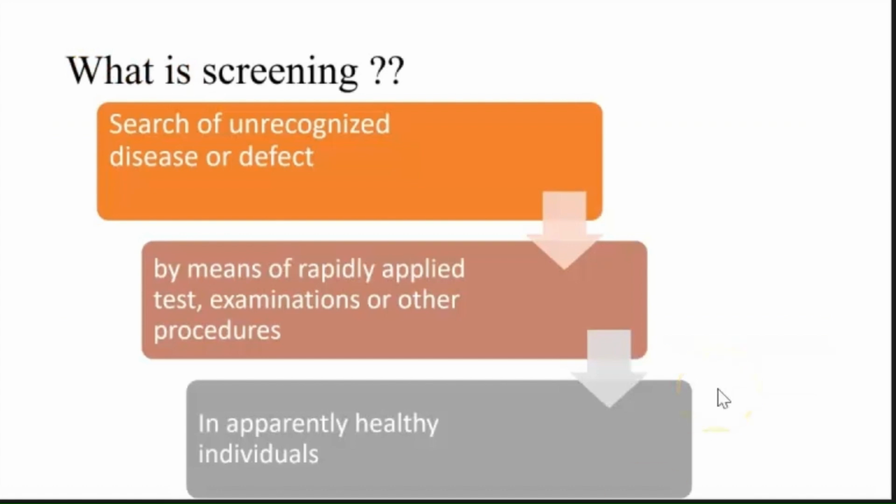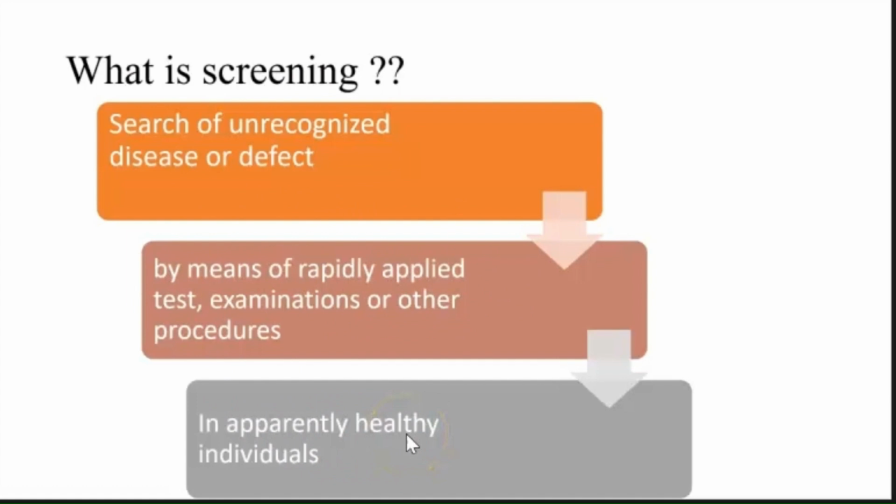So in screening, we are doing the search of unrecognized disease or defect by means of a rapidly applied test or the examination or procedures in apparently healthy individual. So I have broken the definition of screening under 3 parts, and all these terms are very important. So it is a search of unrecognized disease by means of rapidly applied test and in apparently healthy individual.